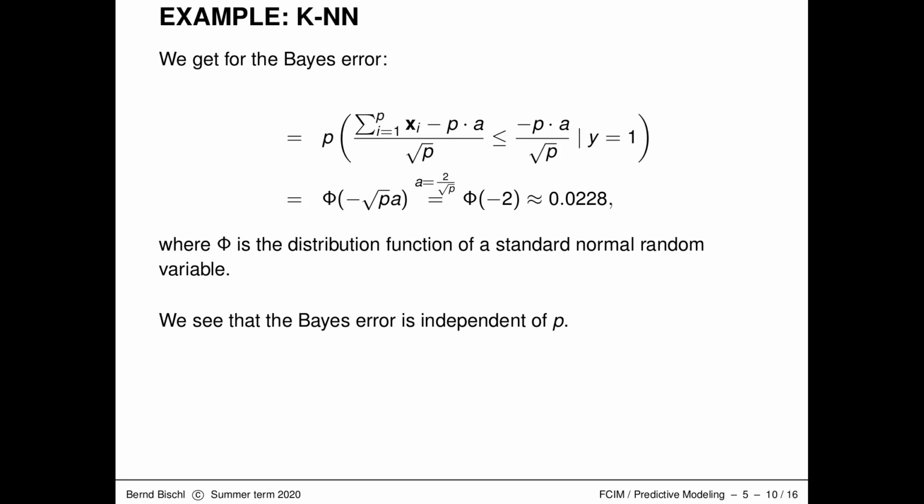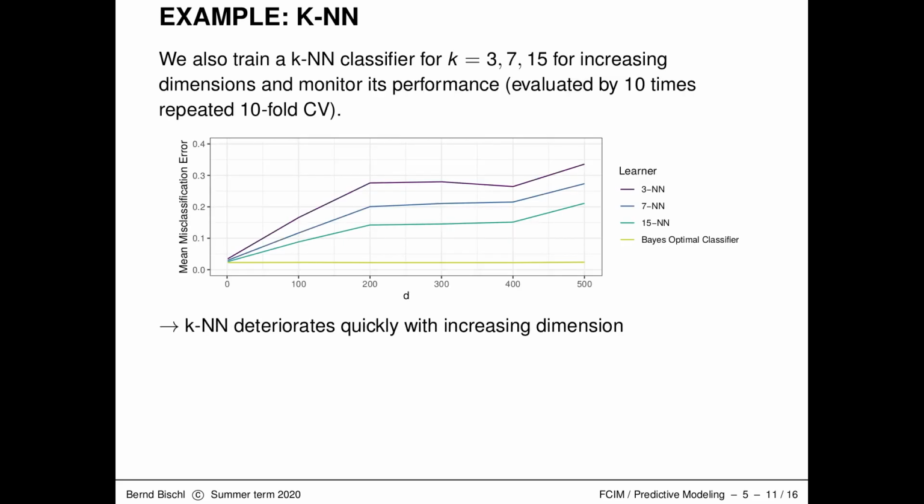So I hope this was somewhat instructive to see these calculations, to see that it is actually possible to do something like this in these simple setups. What is now maybe more interesting for us in terms of the curse of dimensionality is that I'm now going to train a KNN classifier, so not an LDA model, on this simple situation, and I'll train this for various settings of k.